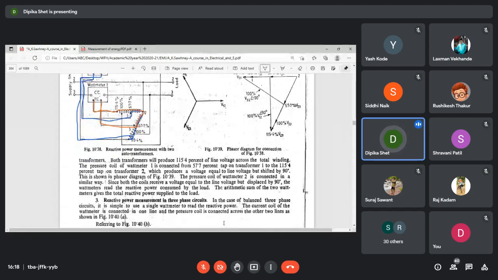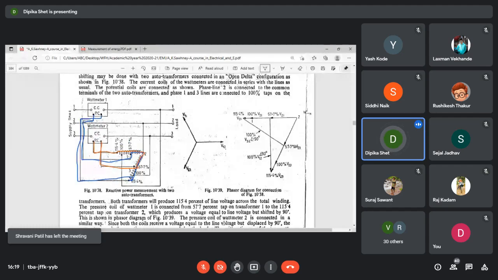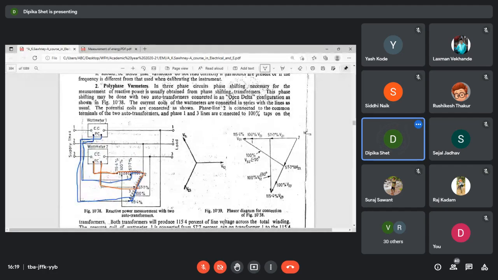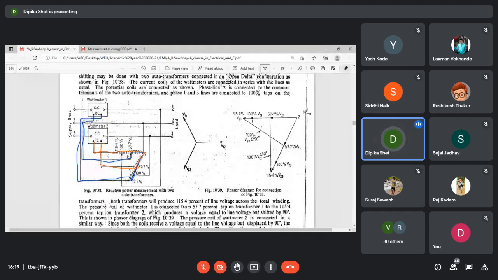Therefore our wattmeters read the reactive power consumed by the load, and hence in this case the arithmetic sum of our two wattmeters gives the total reactive power supplied to the load. Okay, so this is how the reactive power will be measured by using our single phase wattmeters.